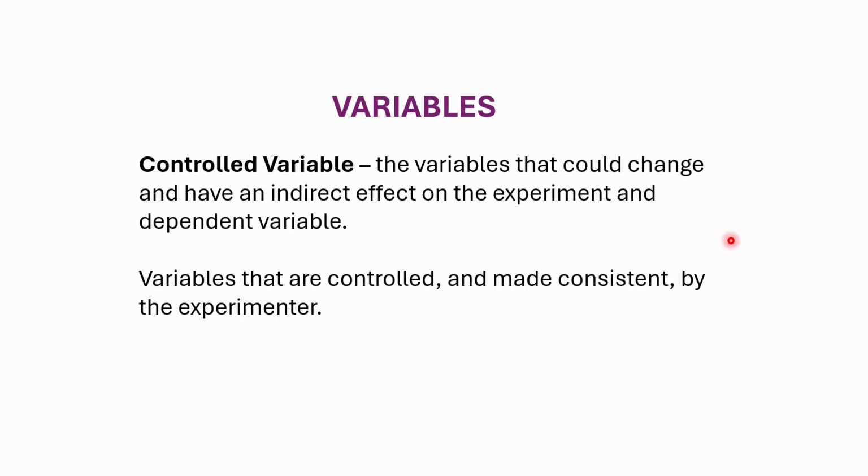Now, the controlled variables are variables that could change and have an indirect effect on the experiment, and they could have an indirect effect on what we're measuring. These are controlled and made consistent by the experimenter.